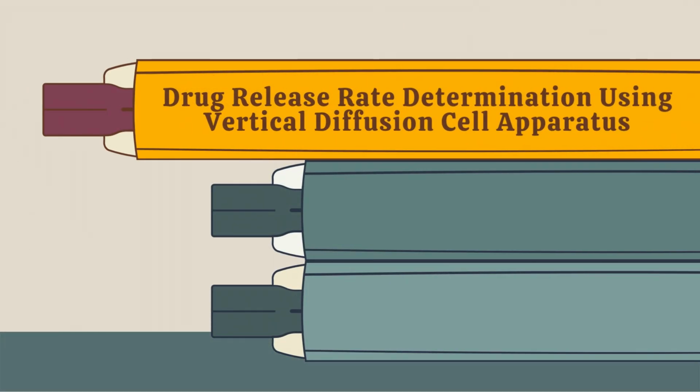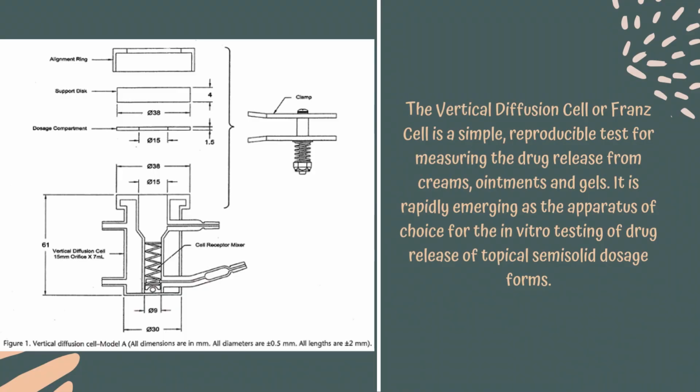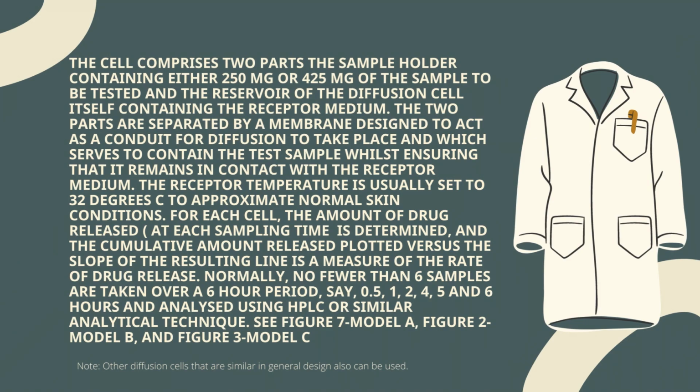Drug release rate determination using vertical diffusion cell apparatus. The vertical diffusion cell, or Franz cell, is a simple, reproducible test for measuring drug release from creams, ointments, and gels. It is rapidly emerging as the apparatus of choice for the in vitro testing of drug release of topical semi-solid dosage forms. The cell comprises two parts: the sample holder, containing either 250 mg or 425 mg of the sample to be tested, and the reservoir of the diffusion cell itself containing the receptor medium.